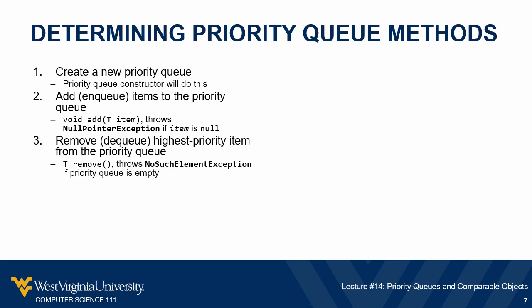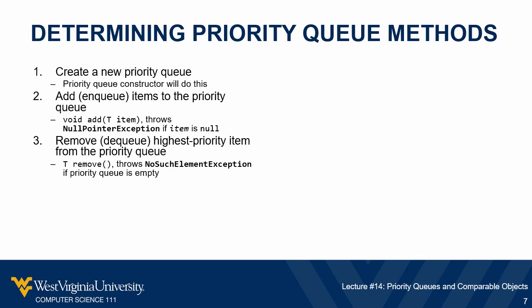We need to have a non-null item stored in order to be able to call the compareTo method on it. So our add method will throw a NullPointerException if somebody tries to add an item that's null. If we try to remove something from an empty priority queue, we'll throw a NoSuchElementException.